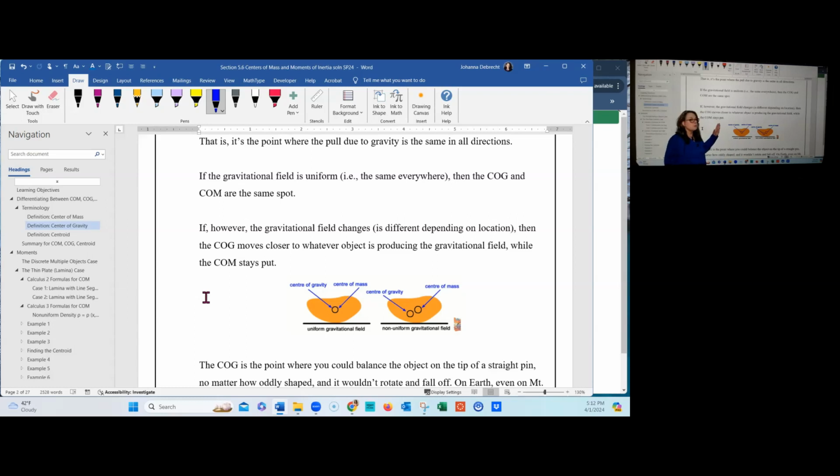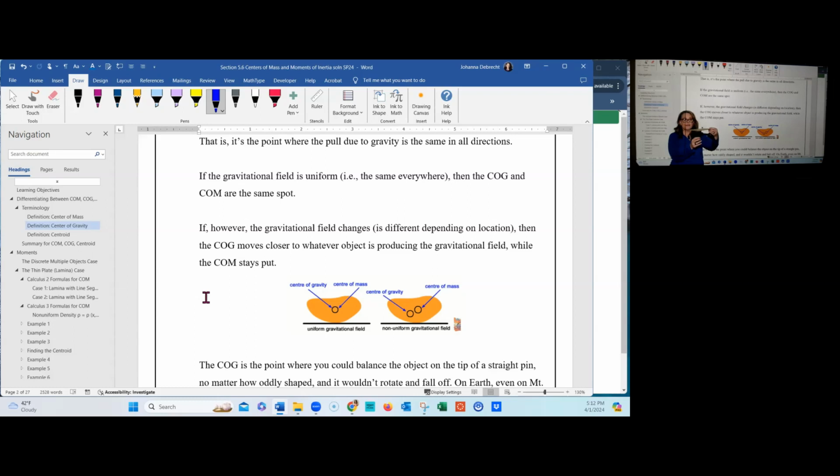Now, how do we think of the center of gravity? If the center of mass is the place where you can pin it to a wall and spin it without any kind of wobble, then what is the center of gravity? Well, the center of gravity is the point where you can balance it on the tip of a pin and it won't rotate and fall off, all right?